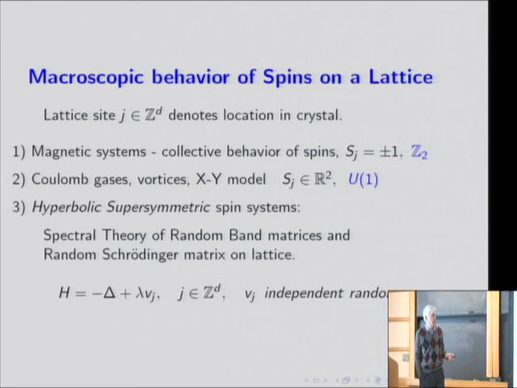This has to do with the spectral theory of random band matrices and random Schrödinger operators. So we're interested in the eigenfunctions and eigenvalues of matrices like this here. This Laplacian is a finite difference Laplacian on the lattice, and we have a random independent potential that acts diagonally, and we're interested in the spectral behavior of this kind of thing. And there are similar problems for random band matrices, which I'll come to. So these are the kinds of systems that we want to discuss.